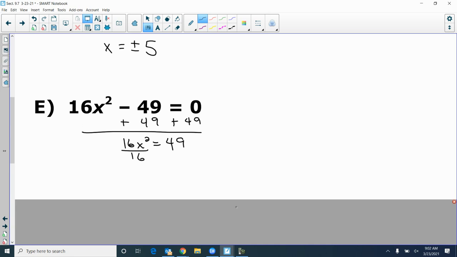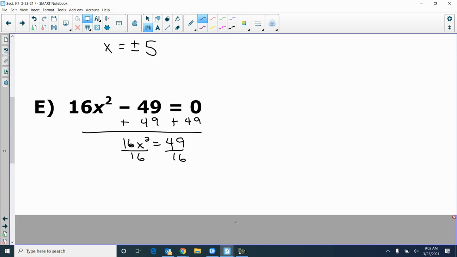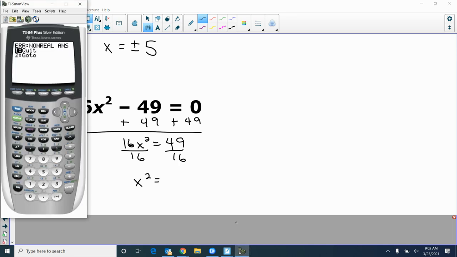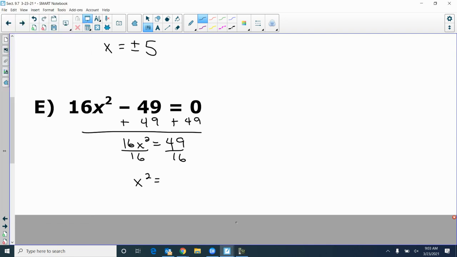All right, good. Now, don't get too far here. I want you to hold on a half a second. 49 divided by 16, I'm going to try that. That does not give me a nice number. That is not a nice number, is it? Just leave it as the fraction for right now. So don't write it as 3.0625. So just say x squared equals 49 over 16. We're gonna do that first.